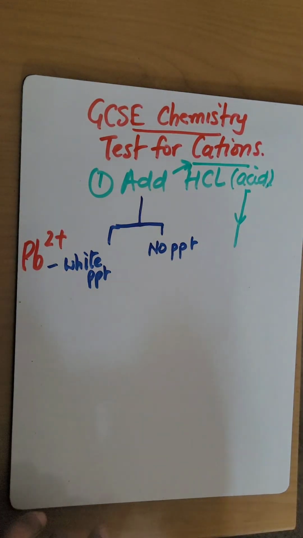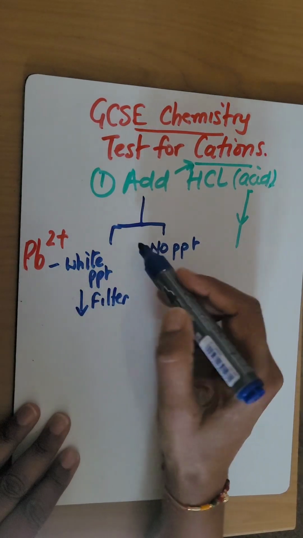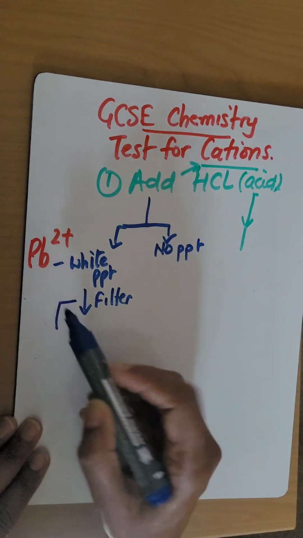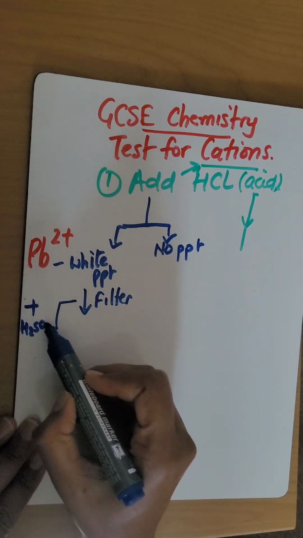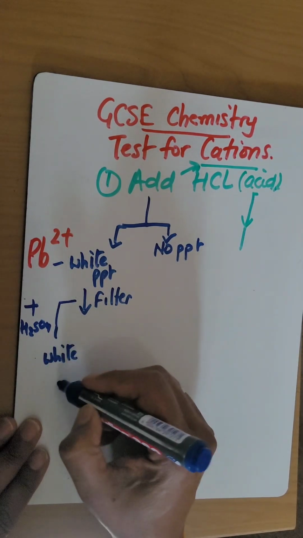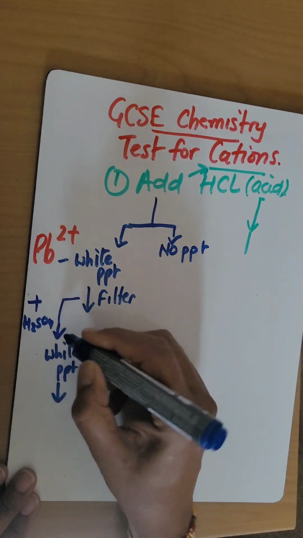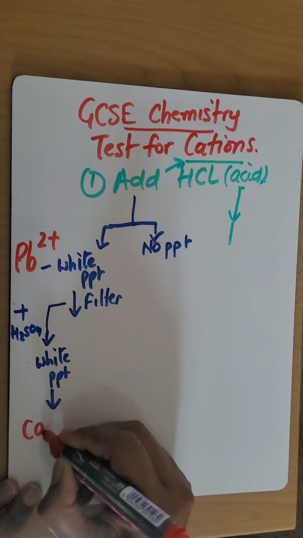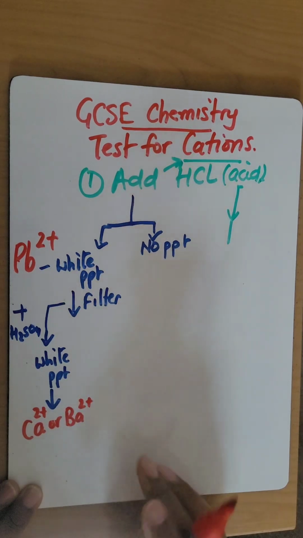Now what I want to do next is, if I filter this, I'm going to go downwards, and then if I filter this, I'm going to add, this time, sulfuric acid, H2SO4, and if I still get a white precipitate, then that means this time, because I've added sulfuric acid, H2SO4, and it gives me white precipitate, it must be a calcium or barium 2+ ion present.